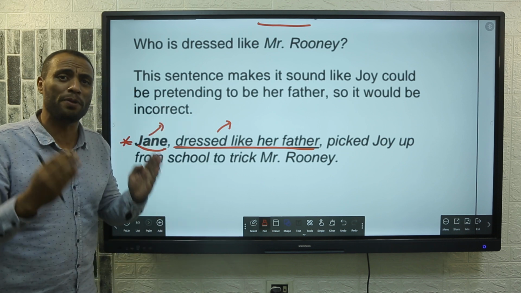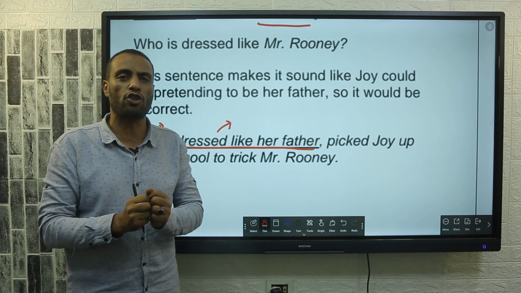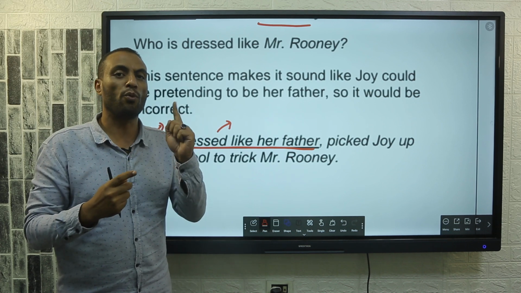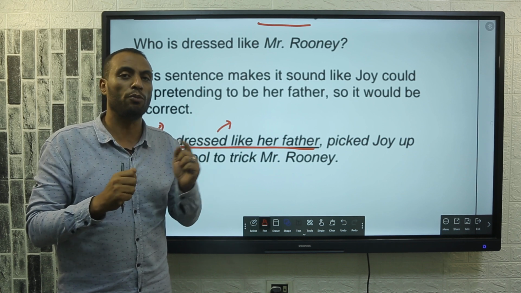To sum up now, please class, remember this rule: you must put them next to each other. What are they? Number one, the modifier, and the second one, the thing modified.